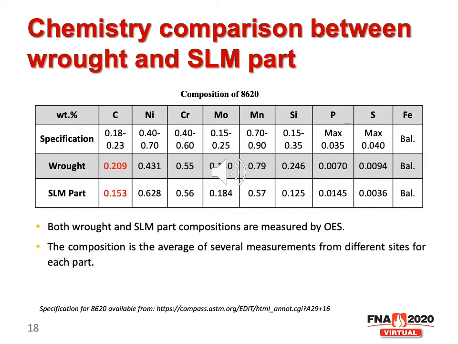The chemistry of both parts were measured by OES. So for each part, we measure several times and get the average composition and show it in this table. So you can see the main difference is the carbon concentration. The carbon concentration of the wrought part is much higher than the selective laser melted part, as we mentioned before, which is due to the decarburization of the SLM part during the selective laser melting process.